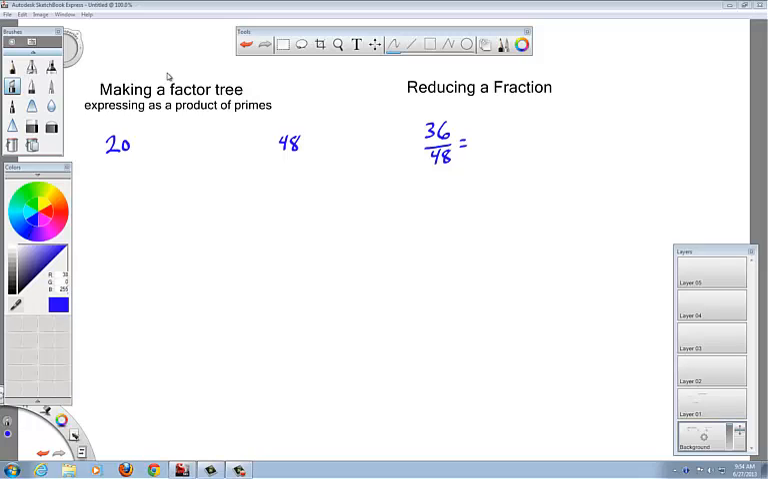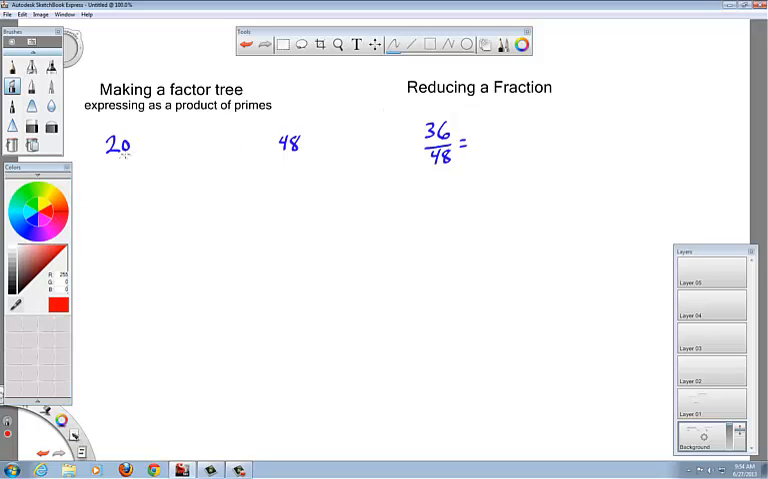Hey, we're going to talk about making a factor tree, which you'll hear described as "express as a product of prime numbers." Prime numbers, of course, are numbers that are divisible only by 1 and themselves. These two are obviously not prime numbers. The number 20 is even, so 2 will naturally go into it. Same with 48. And then I'll show an example of reducing a fraction and much more.